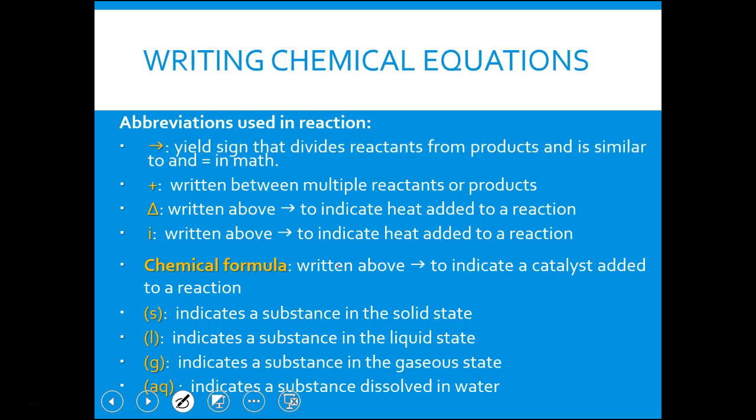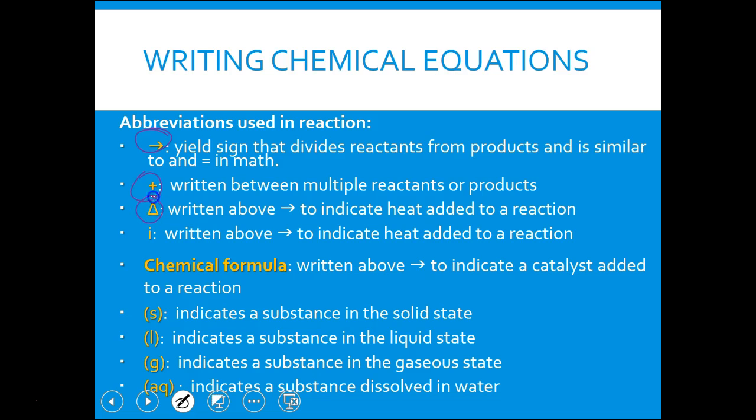So writing chemical equations, there are some abbreviations that we use, some things that we need to make sure that we're aware of. First of all, this arrow is a yield sign. It divides reactants from products. It's very similar to an equal sign, okay? Then we have pluses. Pluses go between multiple reactants or products. So if we have more than one reactant, we have a plus between them. If we have more than one product, we have a plus between them.